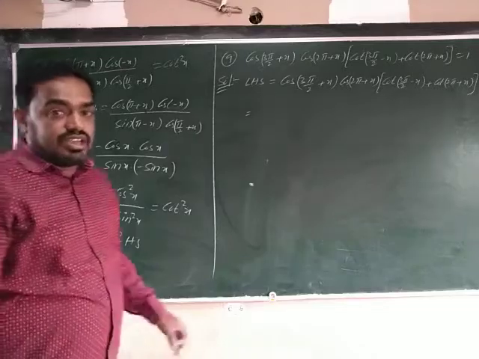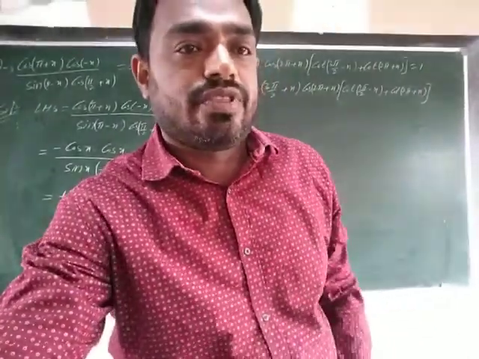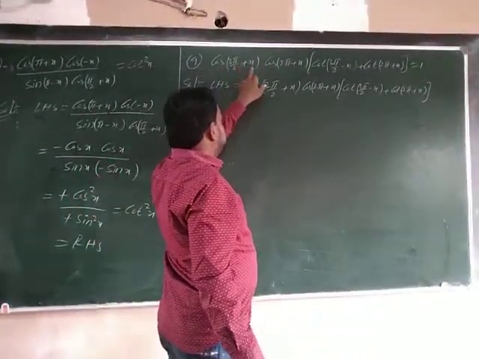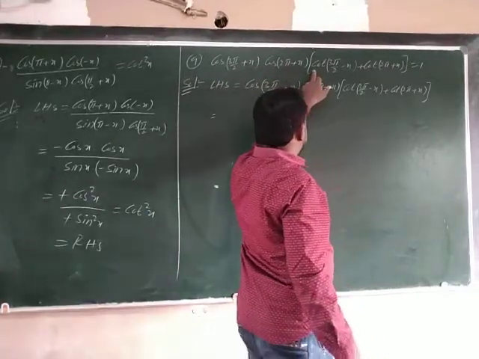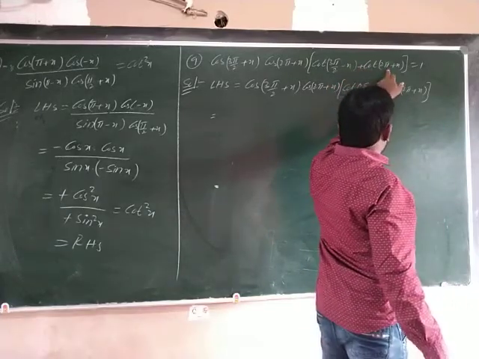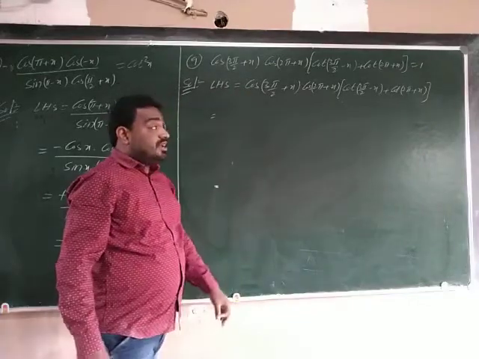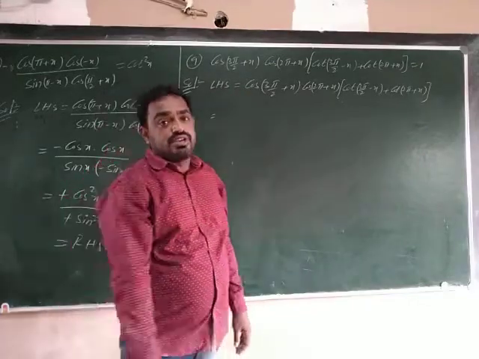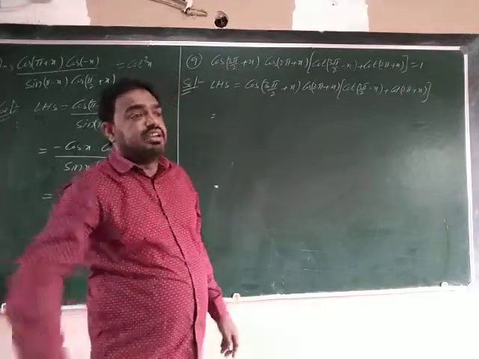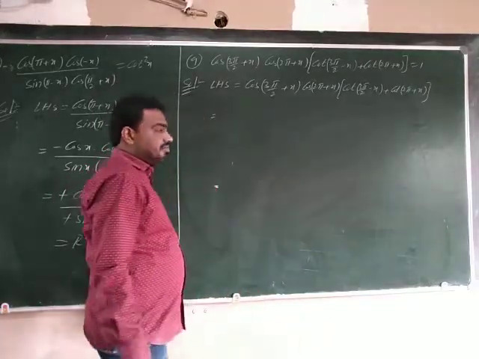Next, the ninth question. Prove that cos(3pi/2 + x) cos(2pi + x) cos(3pi/2 - x) plus cot(2pi + x) is equal to 1. I am taking LHS. You see, 3 pi by 2 is 270, 2 pi is 360. Working in degrees is a little bit easier.